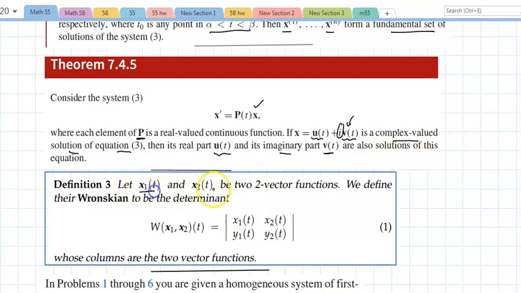And they define the Wronskian. Given x1 and x2 as two vector functions, we define the Wronskian to be the determinant of them, and remember that x sub 1 is really x sub 1, x sub 2, and y sub 1, y sub 2, and x sub 2 in this case would be y sub 1, y sub 2. So those would be the transpose of these vectors.